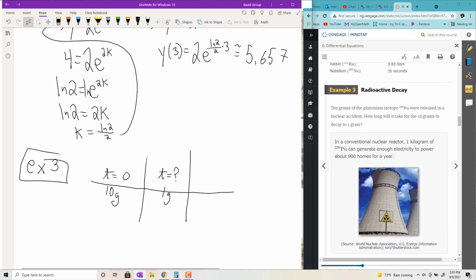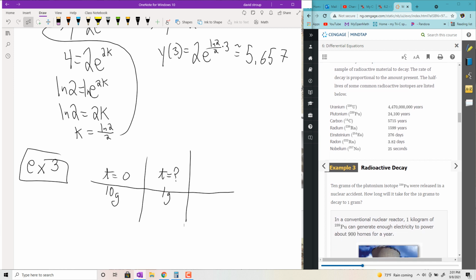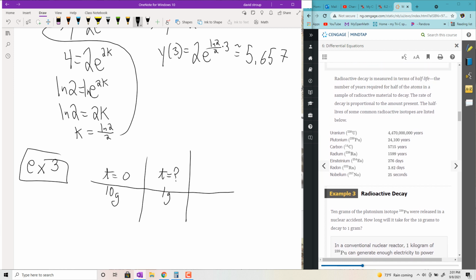We need to know the half-life to pull this off. So it says in a conventional nuclear reactor, 1 kilogram. Well, that's not the half-life. Oh, they give the half-life in a table up here. Okay, sorry. So what are we doing? It's plutonium. So it's 24,100 years.